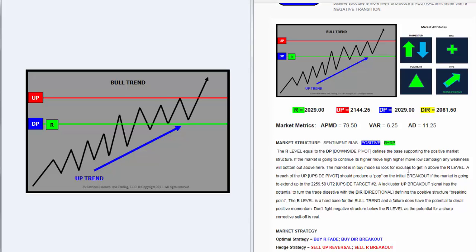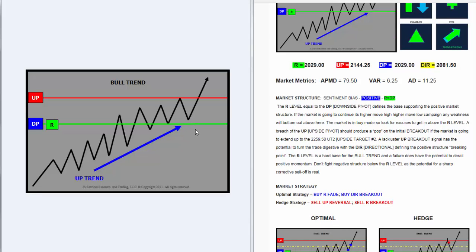So because the R level is below the market, it gives us some additional insight to this market state condition. And we know that we have a lot of energy at this level, and we should see a pop, should see an acceleration in momentum. If we get a breakout above the upside pivot, we would expect to get some power there. And also, if we get a failure from this level, we could see a pretty good acceleration to the downside, one of those sharp corrective moves if we get a break in structure.